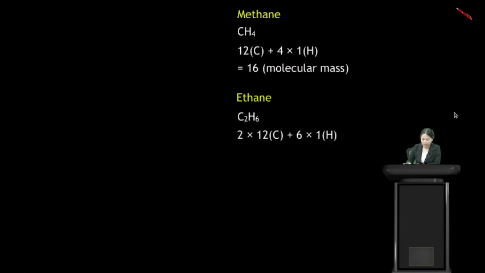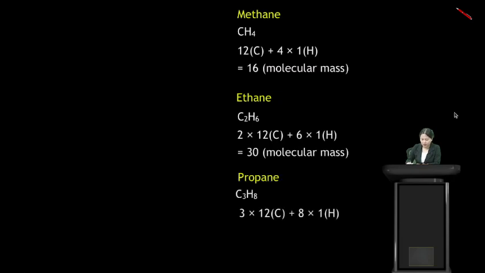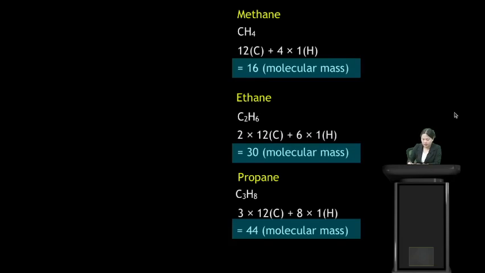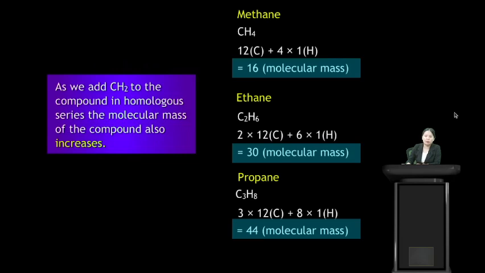Methane. Let us see. The methane formula is CH4. If we calculate its molecular mass, we get 16. The molecular mass of ethane is 30, and for propane the molecular mass is 44. In our previous slides we have seen that methane, ethane, and propane form a homologous series. The members of a homologous series differ by a CH2 group. So as we add CH2 to the compound in a homologous series, the molecular mass of the compound also increases.